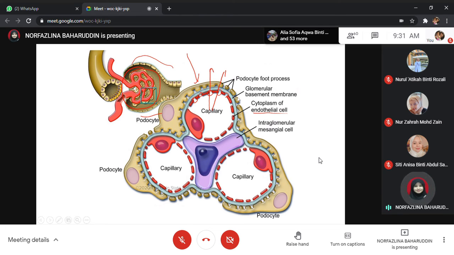Okay, one more thing, class, can you imagine this is your blood capillary, the endothelial cell. Maybe you can't imagine. Can you imagine a membrane, a layer, surrounding these capillaries? There is another layer. So it is made of endothelial cells and at the same time there is a membrane. We call it the basement membrane, the glomerular basement membrane.